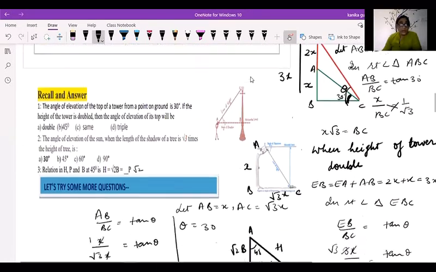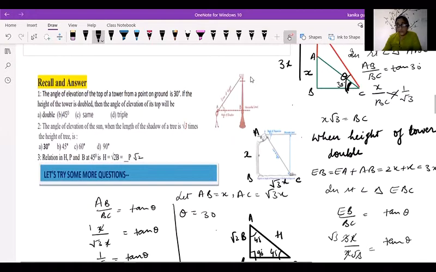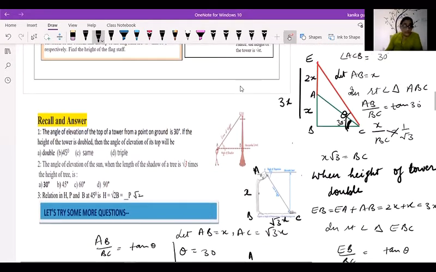Now our question number 1: the angle of elevation of the top of the tower from a point on the ground is 30 degrees. If the height of the tower is doubled, then the angle of elevation to its top will be?